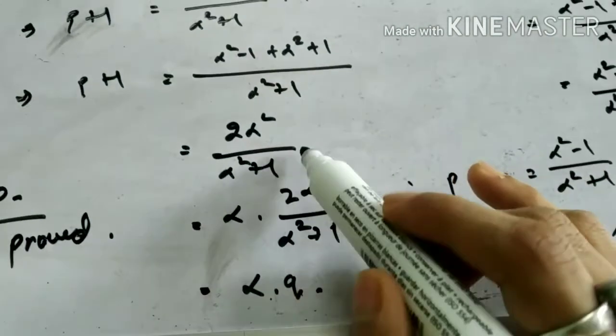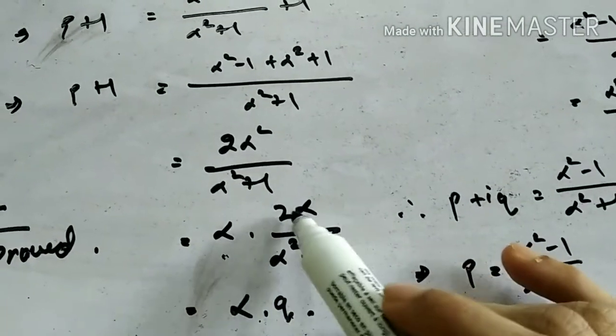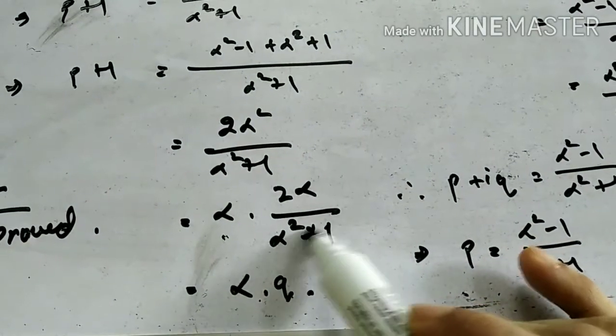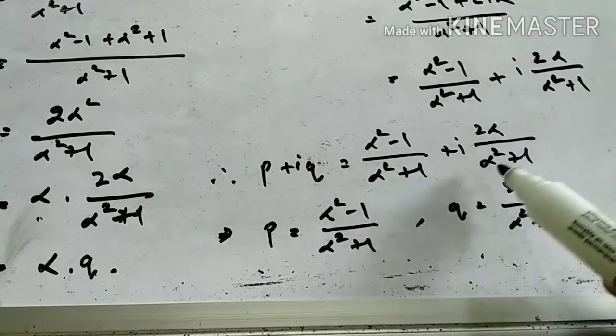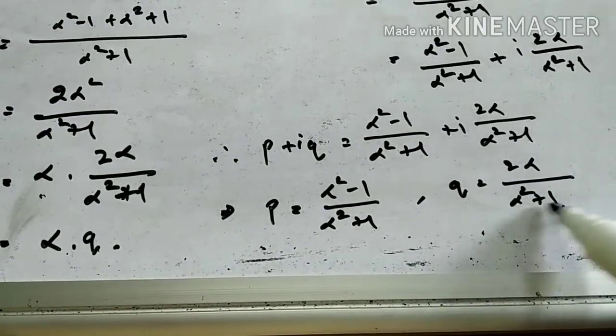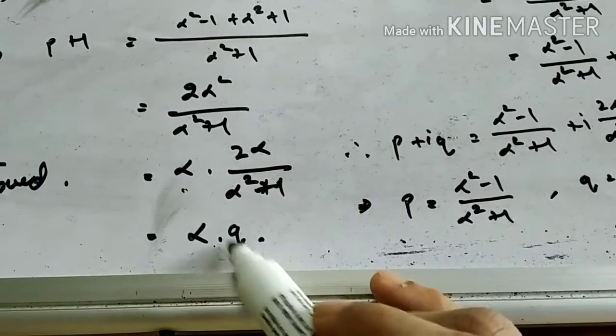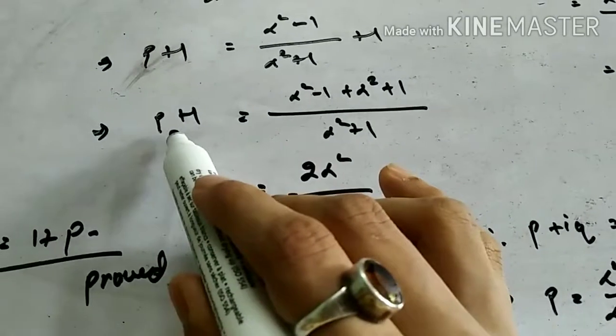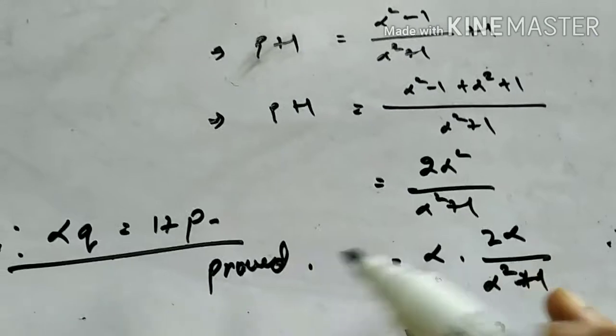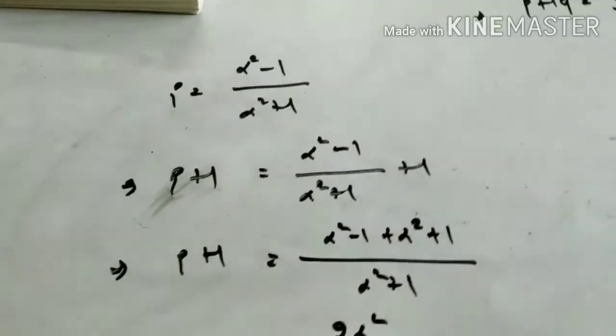2 alpha square by alpha square plus 1, this one I can write as alpha into 2 alpha by alpha square plus 1. So this one is 2 alpha by alpha square plus 1, this is q, so alpha into q. So therefore p plus 1 is equals to alpha q, so therefore I can write alpha q is equals to 1 plus p. This is our proved.